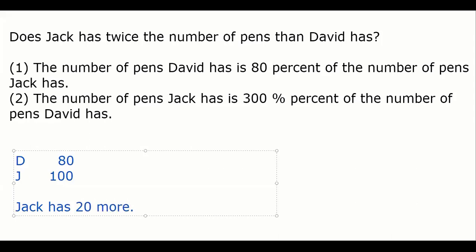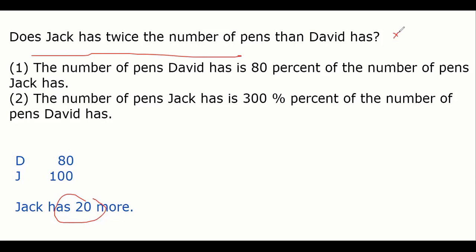20 more means, say whether Jack has twice the number of pens that David has. Can we answer from this? Yes, we can answer from this, because we know Jack has 20 more. The question is, does Jack have twice the number of pens? No, Jack does not have twice. But we are able to answer that Jack does not have. That's why the information is sufficient. Getting the difference, guys? You need not always get a yes to this question. You can get no also. But you are getting the answer.